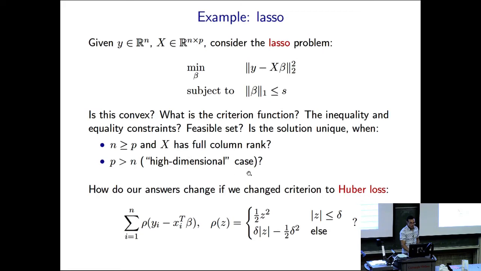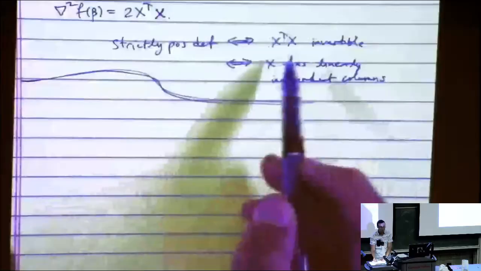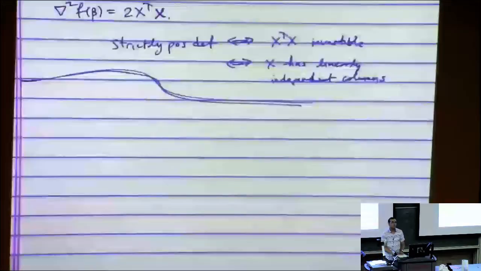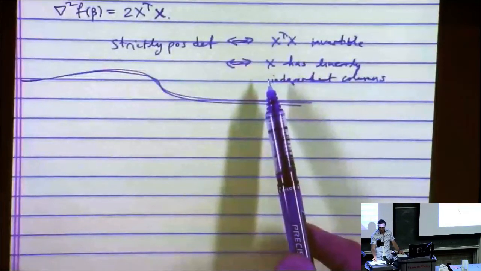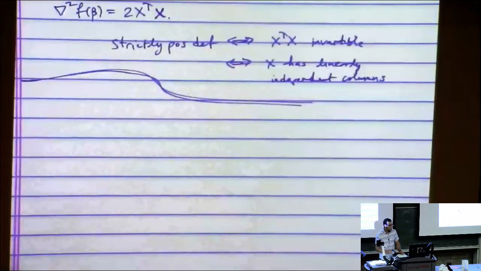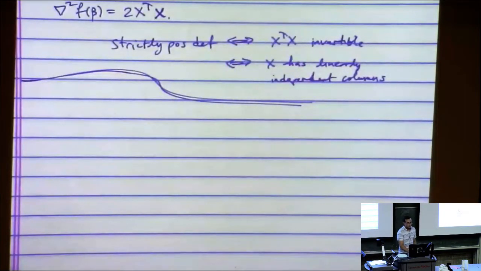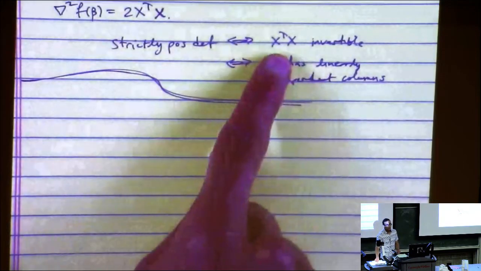So how about in this case, when p is larger than n? When p is larger than n, there is no way that this matrix can be invertible. It's just not possible. I can't have p things being linearly independent in Rn if p is larger than n. I can't have more than n things being linearly independent. So when p is larger than n, this matrix is not going to be invertible.